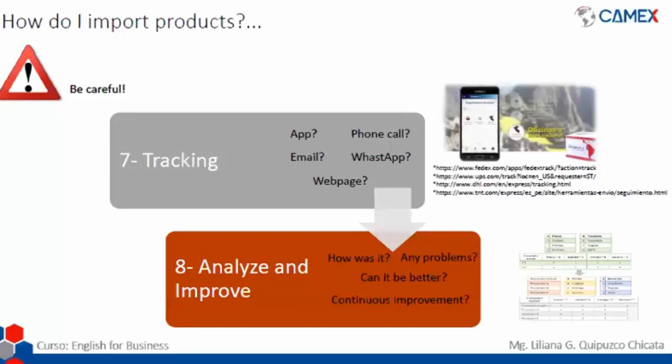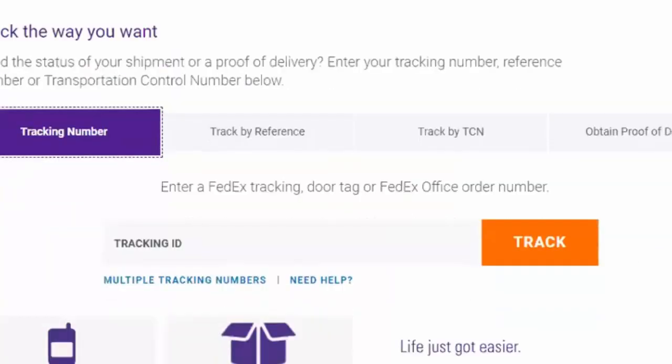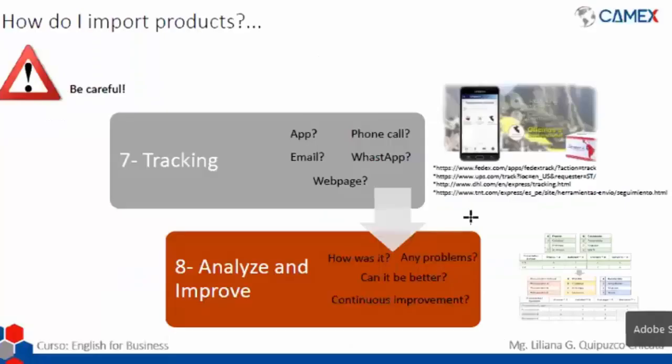So in this case, you can see here, you can put just the tracking number, and it's going to show you all the information of your product. And finally, you can analyze and improve. This means that you're going to see how your import went, if you had any problems, and if it can be better.